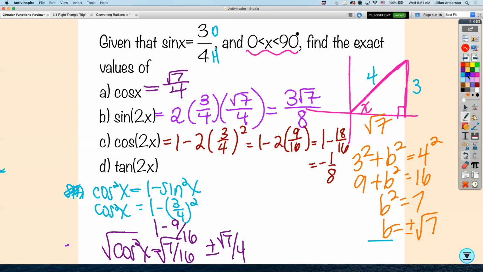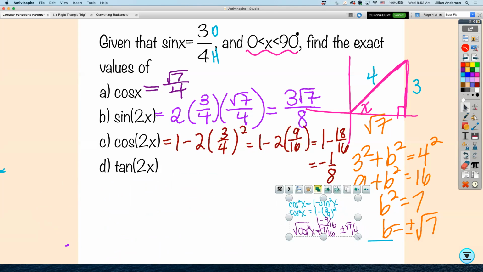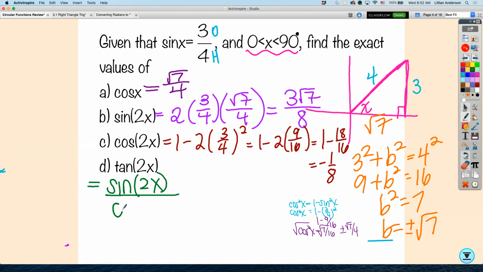Last but not least, tangent 2x. Is there an identity for tangent 2x? No. So how do I find tangent of 2x? Take sine 2x and put it over cosine 2x. Exactly. Don't forget that tangent is sine over cosine. So tangent 2x would be sine 2x over cosine 2x.